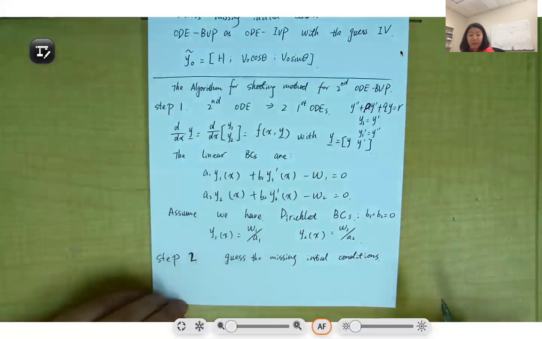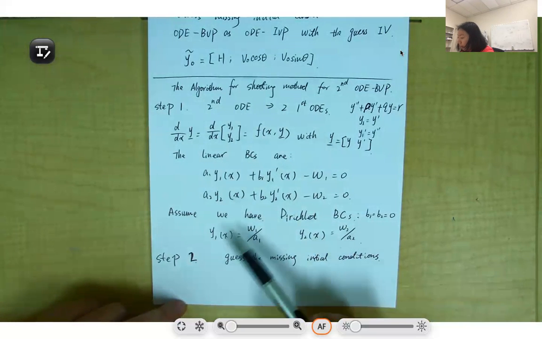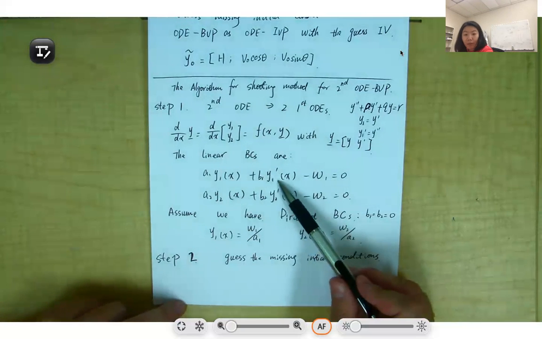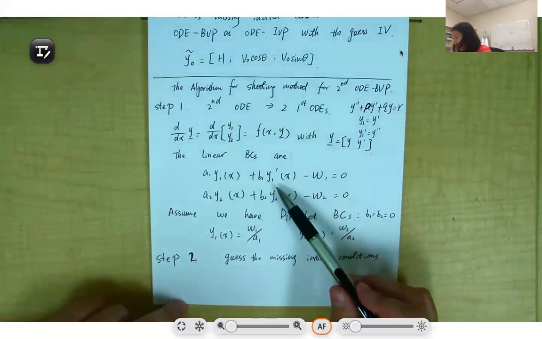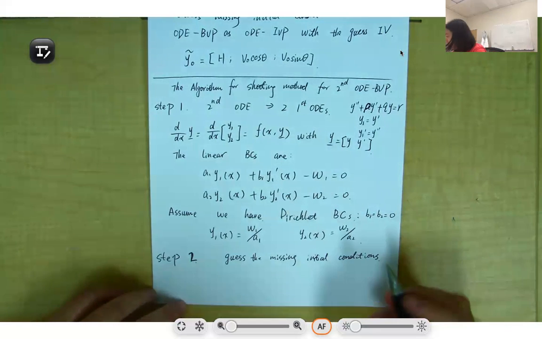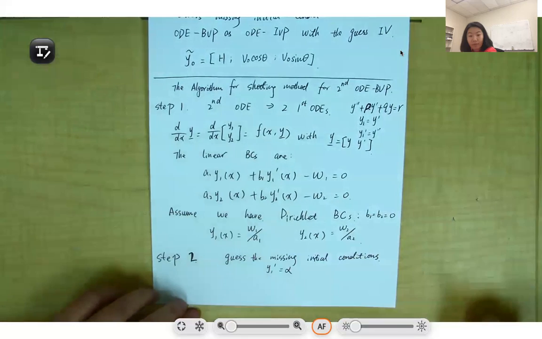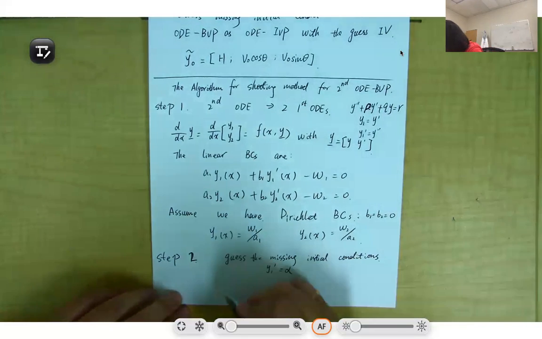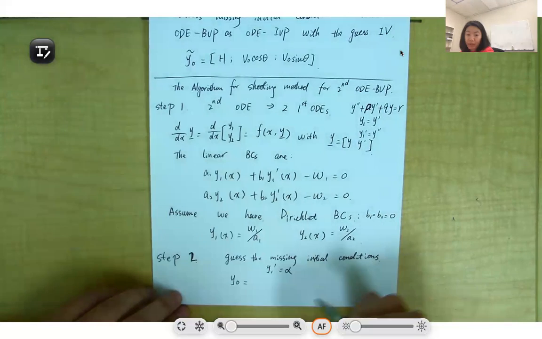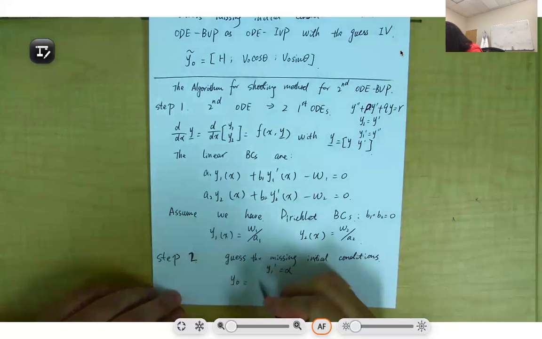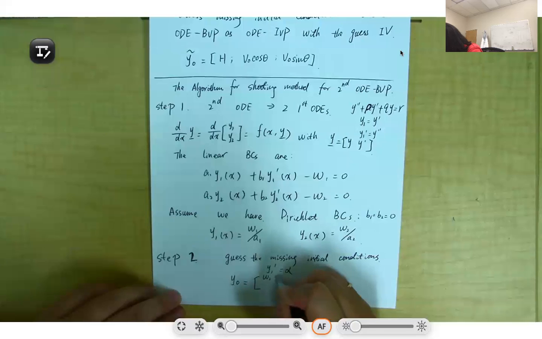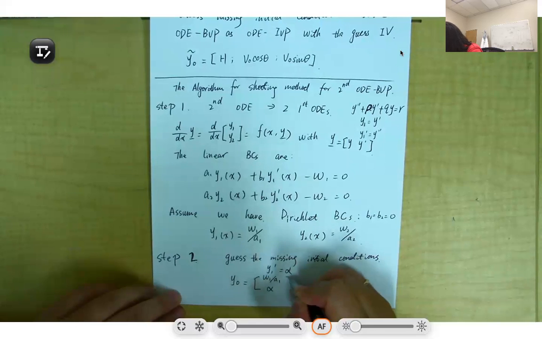What are our missing initial conditions? We know y1, but we don't know what y1 prime is. So we can guess the missing condition. We can guess that y1 prime equals alpha, okay? So that y0, our initial value, will be equal to w1 over a1, alpha.